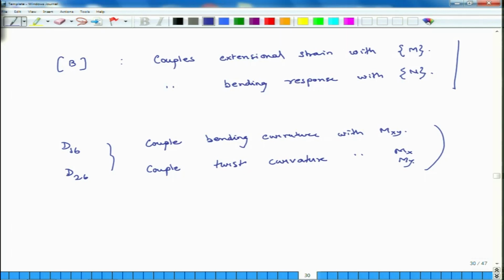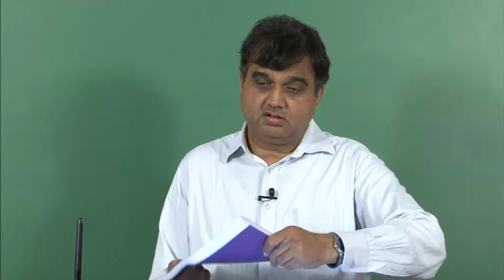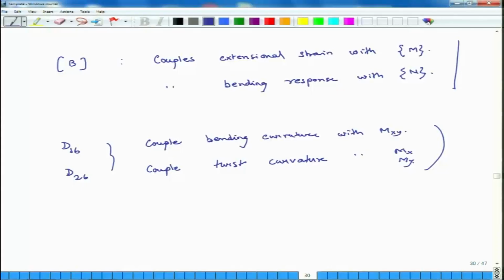Just to show this, suppose I have a plate and I try to bend it, and if D16 and D26 are not 0, it will not only bend, but it will also do this type of thing, twisting. And if I try to twist it, it will not only get twisted, but it will also do this thing, bending. So, it couples bending and twisting responses of the system. So, D16 and D26 are of this nature.